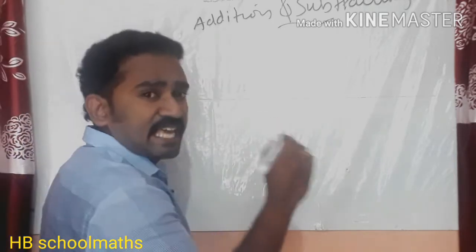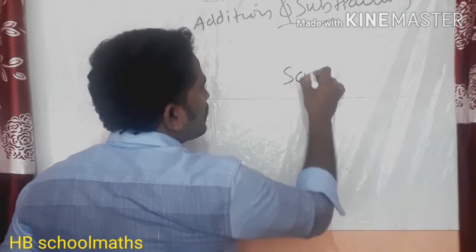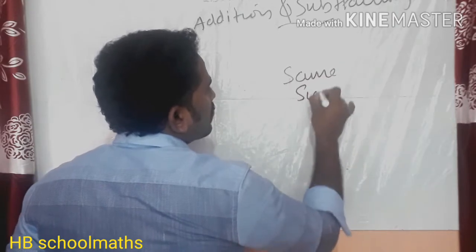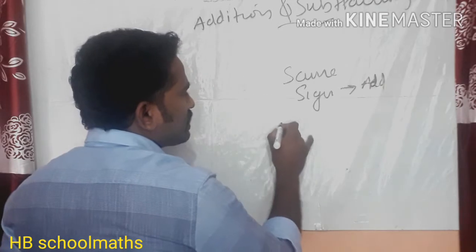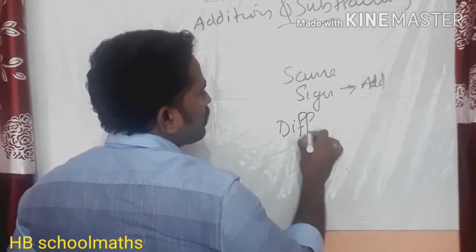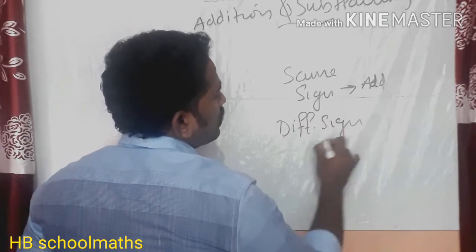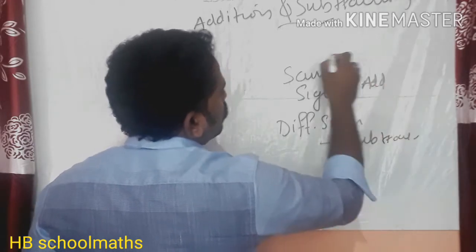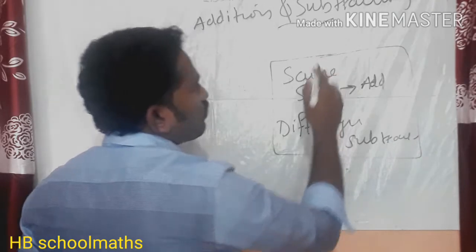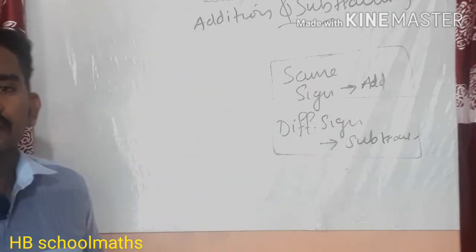Whenever you see the same sign, you just add them. And whenever you see different signs, you just subtract them. If you just keep only these two things in your mind, addition and subtraction will be easy.